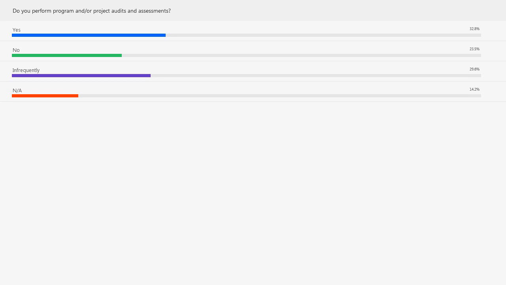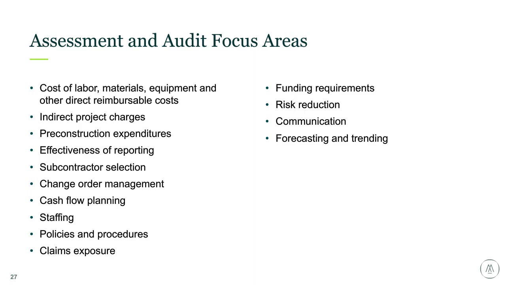Okay. So for those that don't have a construction or are not performing assessments or audits, here are some focus areas. Cost of labor, materials, equipment, and other direct reimbursable costs, indirect project charges, pre-construction expenditures, etc. I'll let you sit on this for a minute or two and think about your project, where the risks lie, what can you do to validate it, what policy and procedures do you currently have to ensure that there's a good control environment, etc. And if all these are issues, then please call me after. I'd love to help you out.